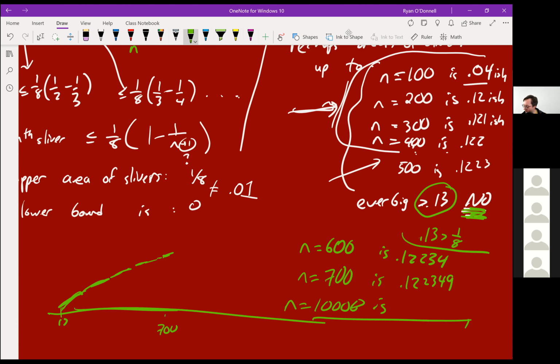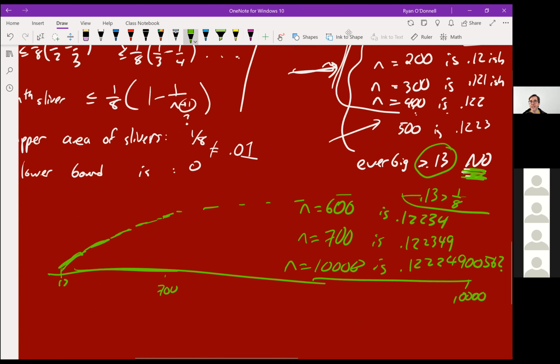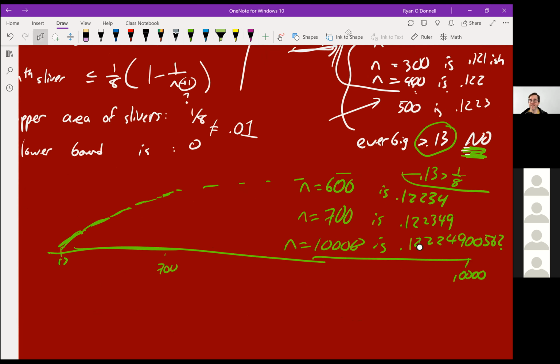Wow, 10,000 is way out here. Those add up to 0.12234900562. Now ask me the biggest one you can imagine. Infinity. Okay, now you're cooking. What is it for n equals infinity?